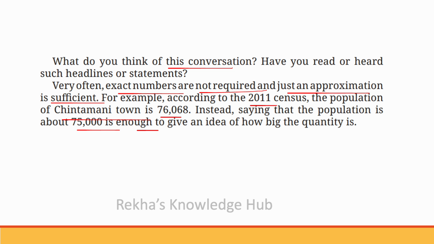See, exact numbers are precise. See, Chintamani's population, 76,068. This is the exact, carefully counted number. You need this for official records. But if you use an approximated value like 75,000, it is enough to give an idea of how big the quantity is. These approximate numbers are close enough.